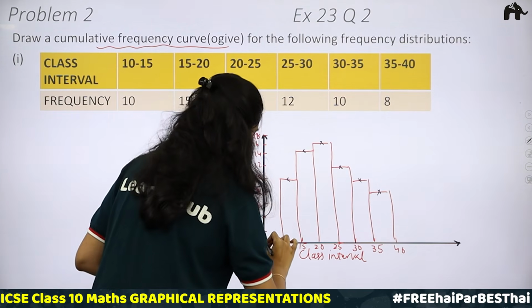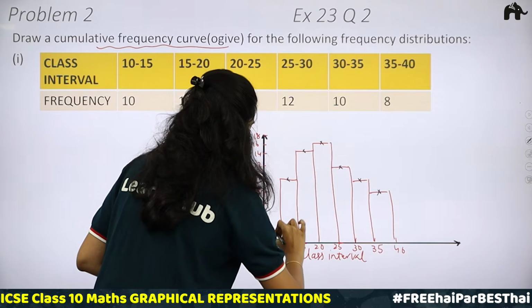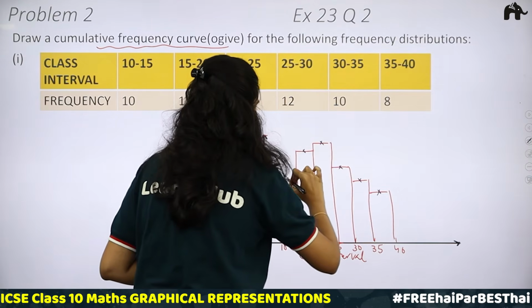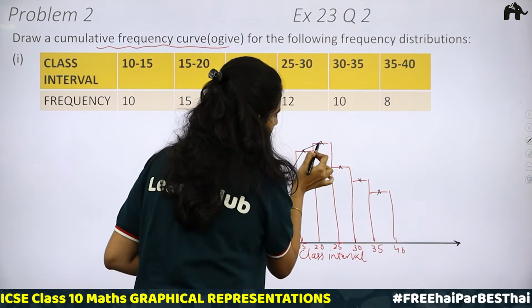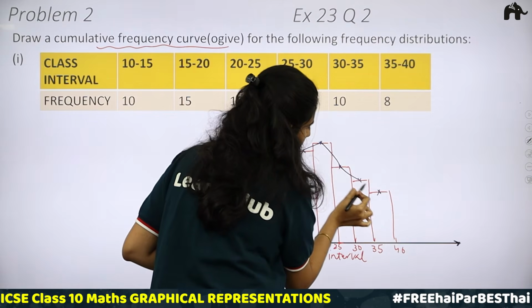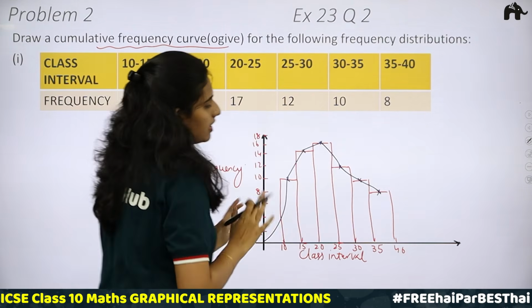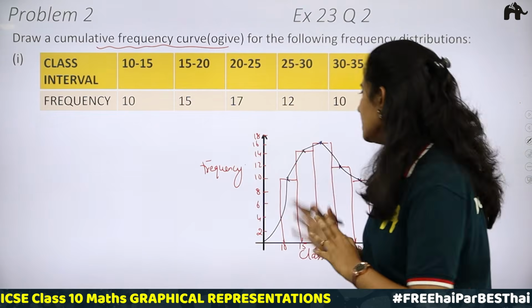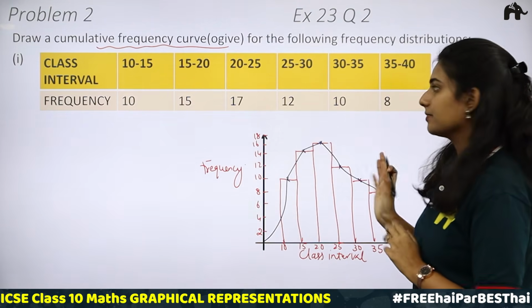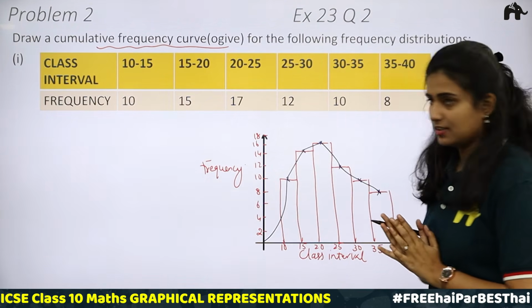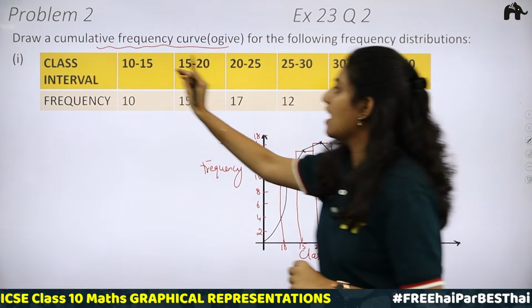So, start from the 0. Okay, we will be drawing a freehand curve, not a straight line, just a freehand curve. So, this is the required cumulative frequency curve or ogive. Okay, understood? Either you can do it like this or you can find the class mark.